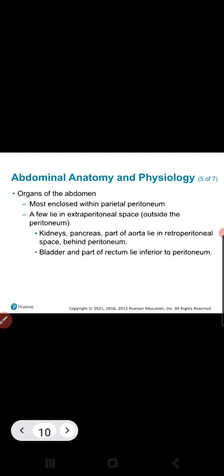Most of the organs of the abdomen are enclosed within the parietal peritoneum. A few lie in the extraperitoneal space, which is outside of the peritoneum. There we have the kidneys, pancreas, and part of the aorta, which lie in the retroperitoneal space behind the peritoneum. The bladder and part of the rectum lie inferior to the peritoneum, so down below it.